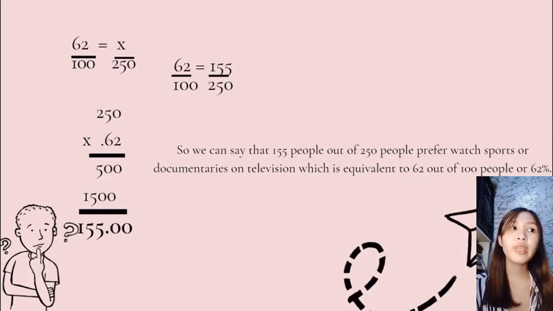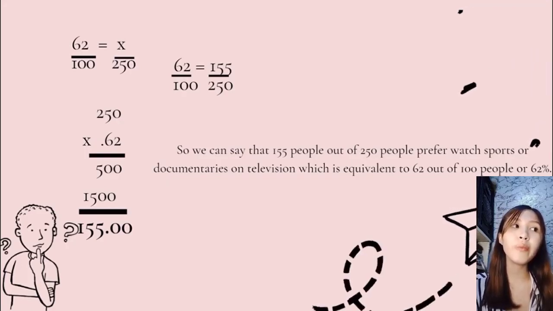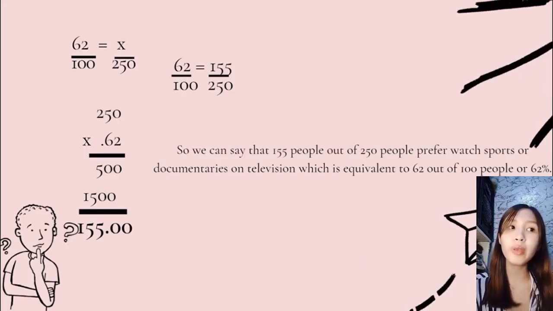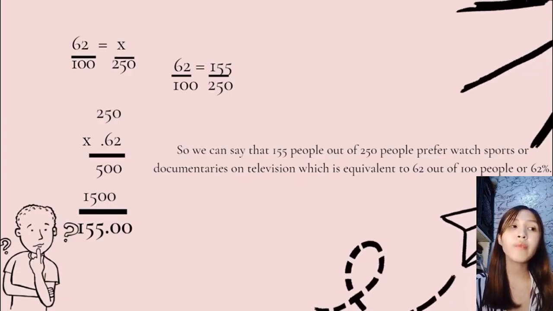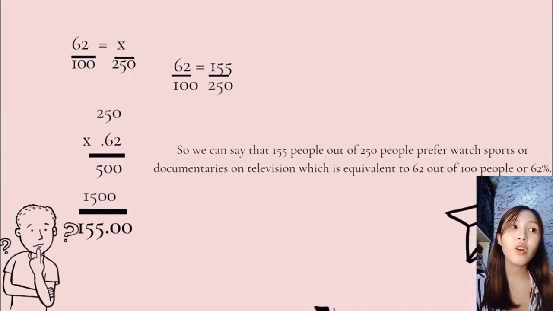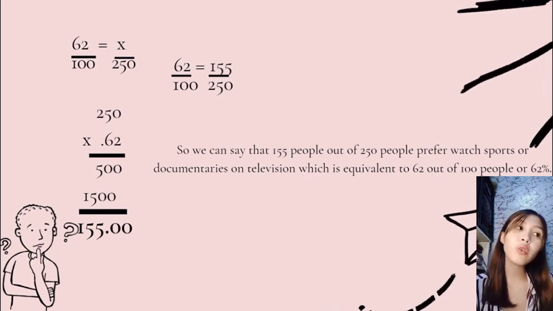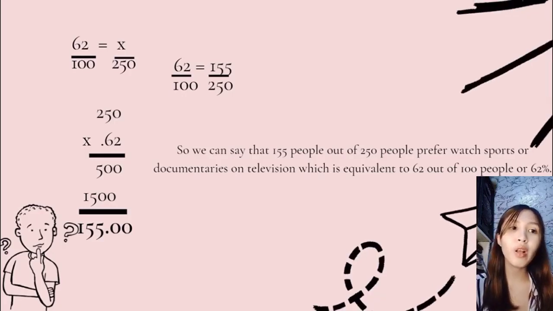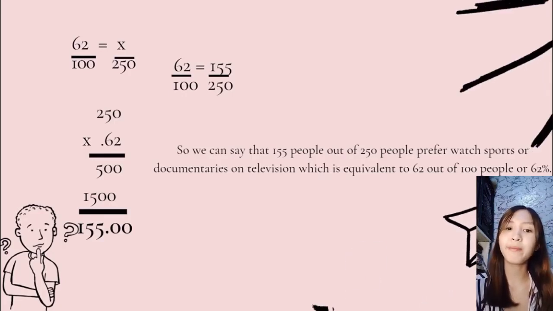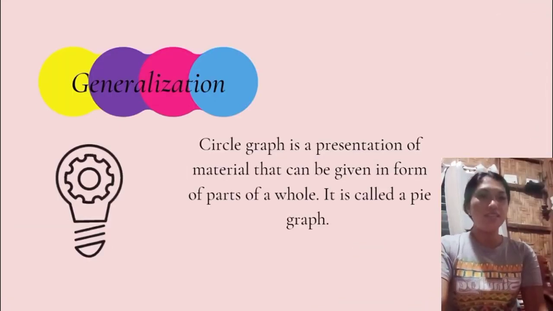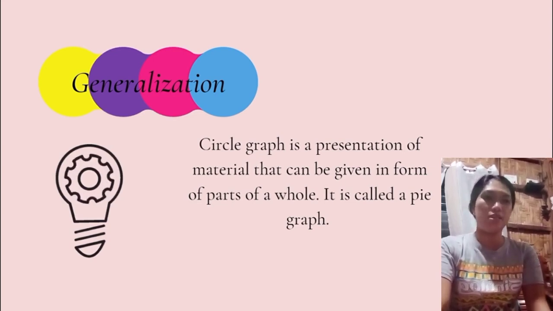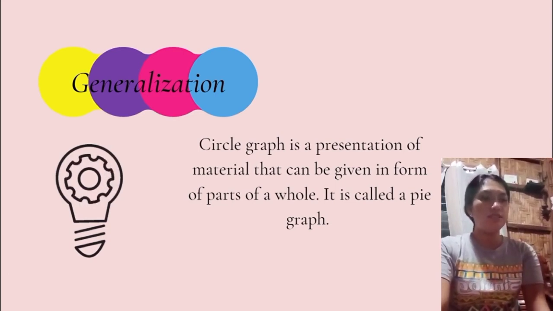So therefore, we can say that 155 people out of 250 people prefer to watch sports and/or documentaries on television, which is equivalent to 62% out of 100 people or 62%. Generalization. Circle graph is a presentation of material that can be given in a form of parts of a whole. It is called a pie graph.